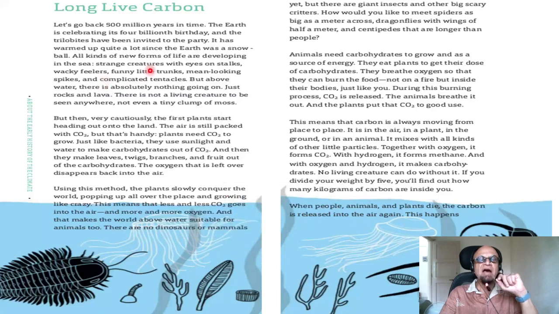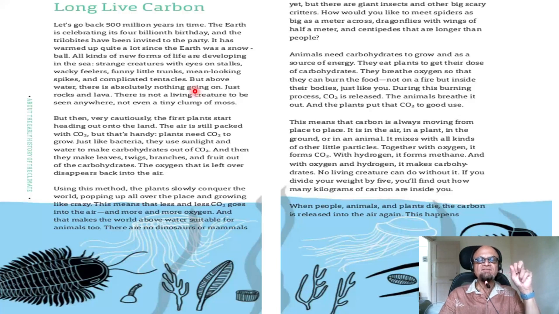So let's go back 500 million years in time, a long time ago. In fact, half a billion years. The Earth is celebrating its 4 billionth birthday, and the trilobites have been invited to the party. It's been warmed up quite a bit along the way since Earth was a snowball. The snowball disappeared and we are warm again.